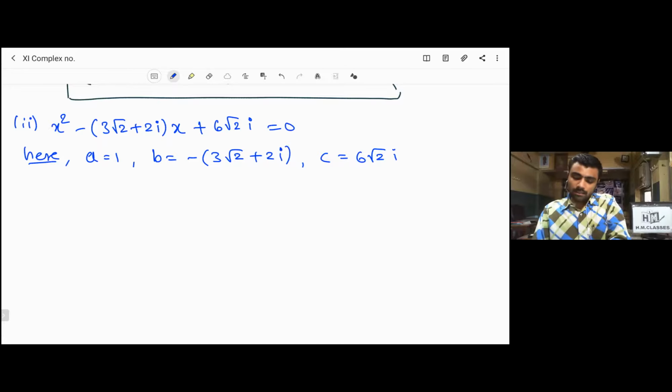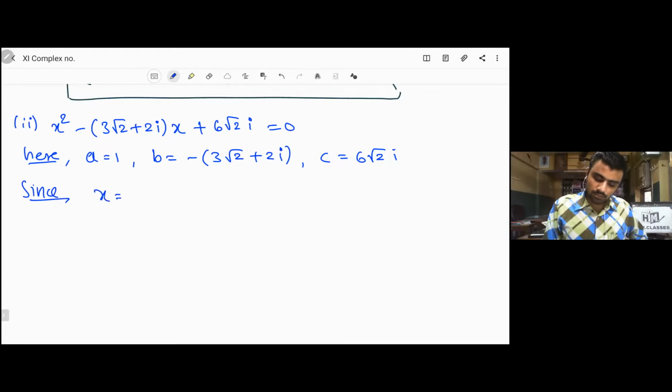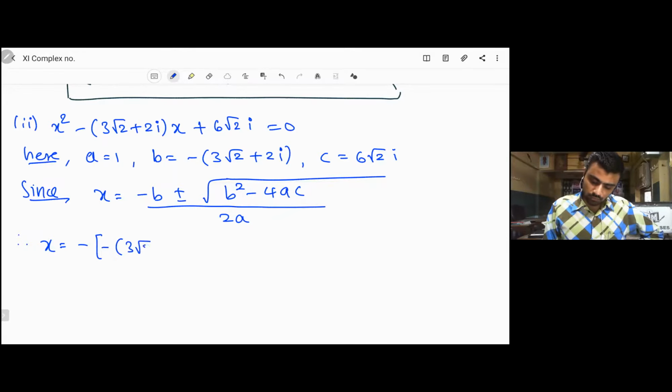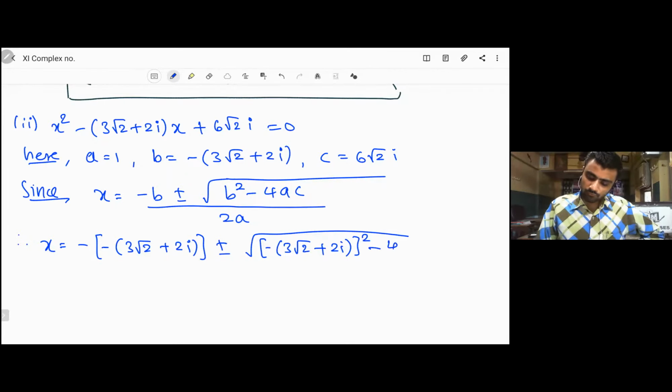Now let us substitute in the formula method, which is x = (−b ± √(b² − 4ac))/2a. Substitute in this: −b means minus of this −3√2 + 2i, plus or minus under root b², that is (−3√2 + 2i) whole square, minus 4 into a, that is 1, and into c, that is 6√2i, whole upon 2 into 1.